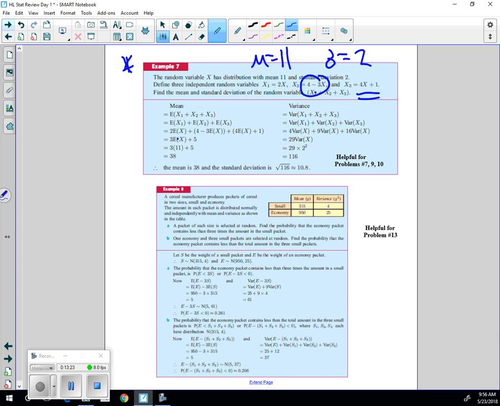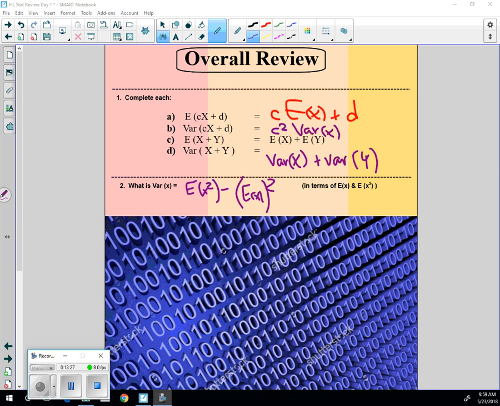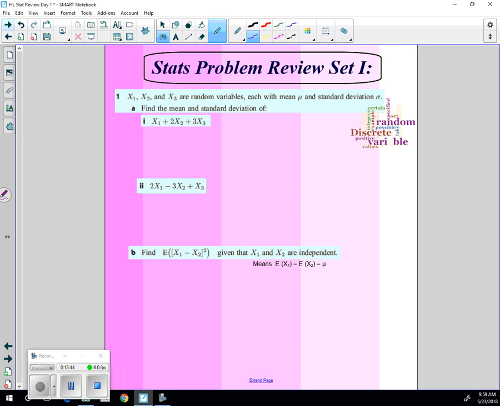Am I going a little fast, or is this okay? So this is the overview of the formulas: the expected value and variance transformation and sum, and then the definition of variance, E of x squared minus E of x quantity squared. All right, so there you go. So what we're going to do is you're going to do these problems. Answers are at the end.